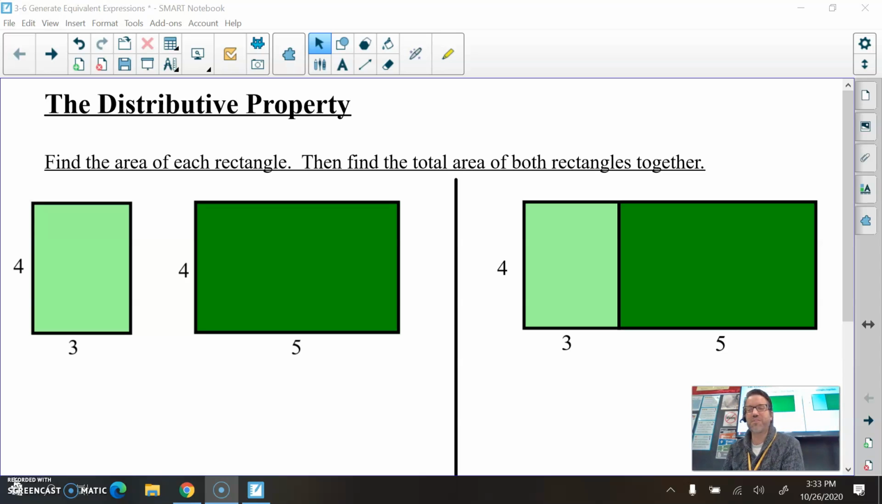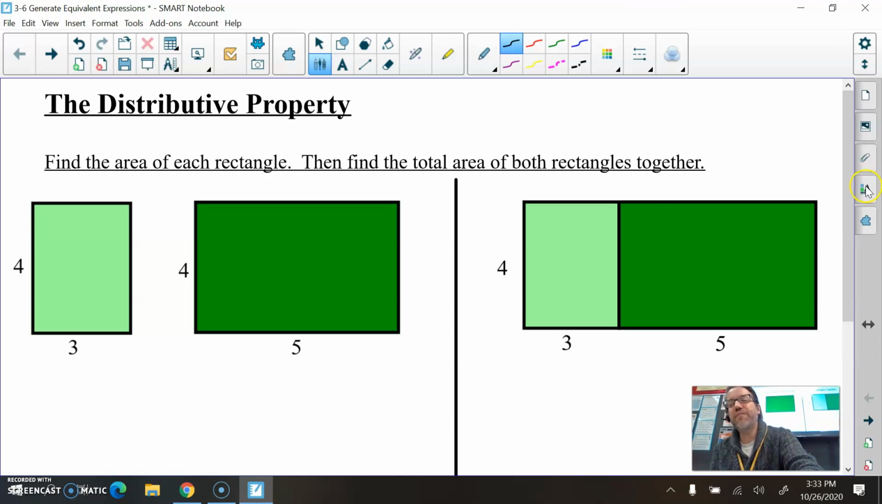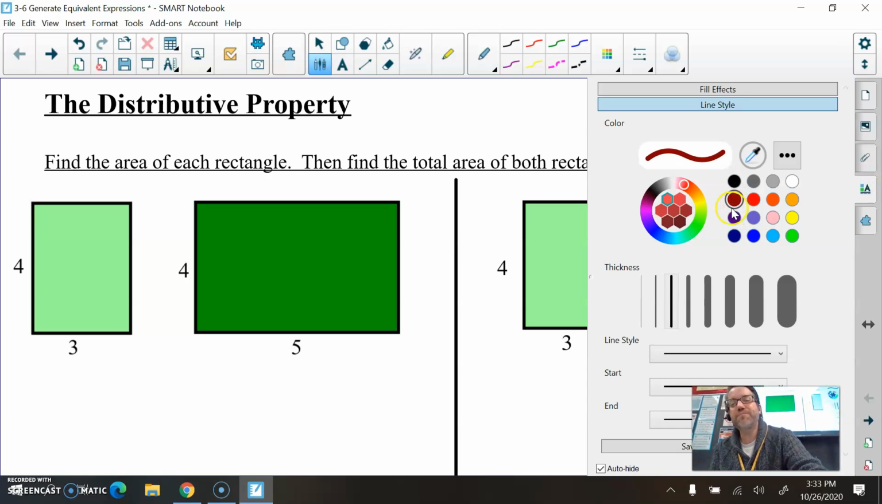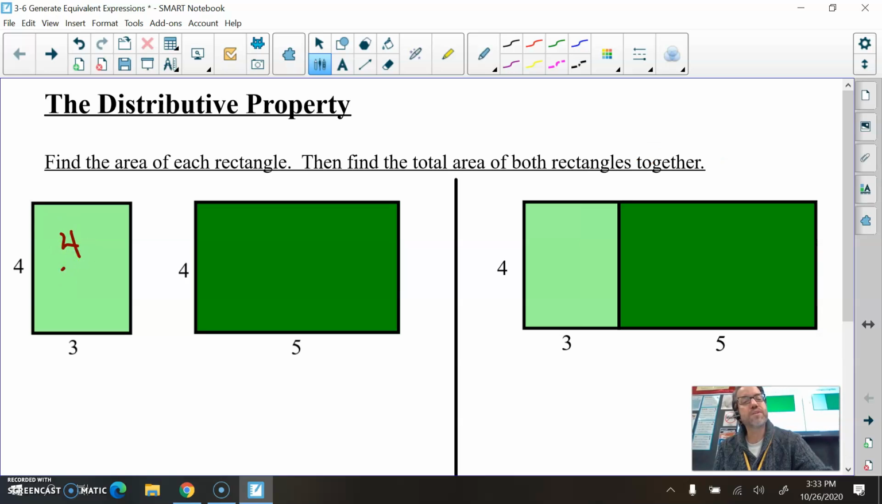Let me explain what the distributive property is. Let's say I want to find the area of each rectangle and then find the total area of both rectangles together. All right, so if you're looking at the image on the left over here, we have our two rectangles, and to find the area of a rectangle, just take length times width. And so we have 4 times 3 here, which is 12. And then we could do the same thing with this larger rectangle here, length times width. 5 times 4, or 4 times 5.